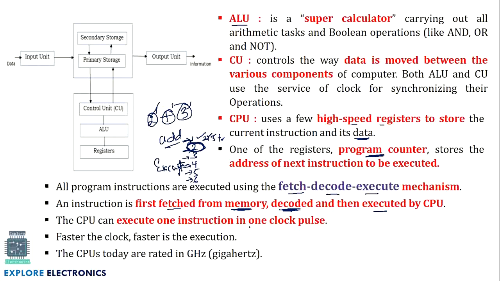And the CPU can execute only one instruction in one clock pulse. I told you this is the clock pulse. I said the addition will be done in this time, and if you want to subtract, in the second cycle it is going to subtract. So this is called one clock pulse. In a clock pulse it will execute one instruction, and the faster the clock, the faster the execution. CPUs today are rated in gigahertz. You can observe the processor in the CPU is a 5th generation or i5 processor, i7 processor or i3 processor. You might have known, right? These processors have high frequency in gigahertz.